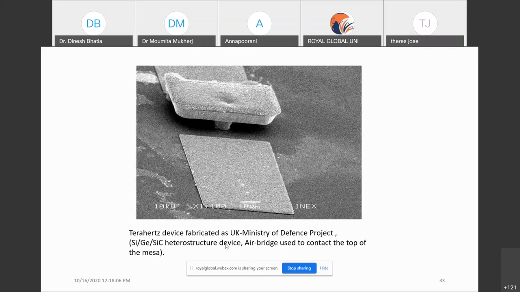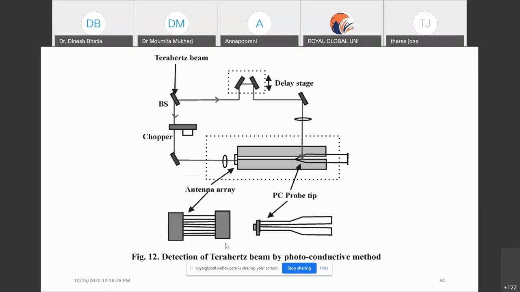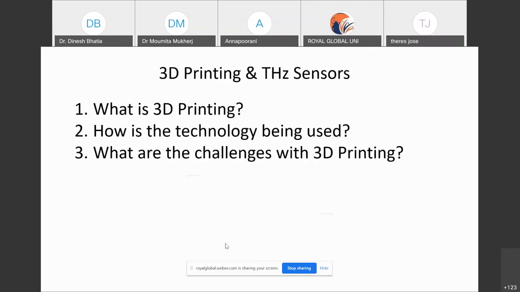It was done a few years back, and an air bridge was used to contact, because as I told you, it is an extremely small dimensional device, and for that fabrication we need some special arrangement, which I can show you here. This device, particularly silicon germanium and silicon carbide heterostructured devices, or you can say superlattice devices, was developed. Now, these are the terahertz circuitry. These are the boards that we developed and put the device on for the measurement technique.